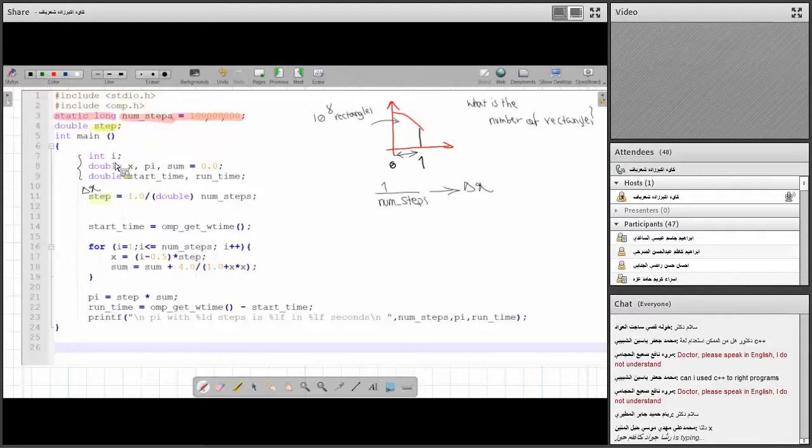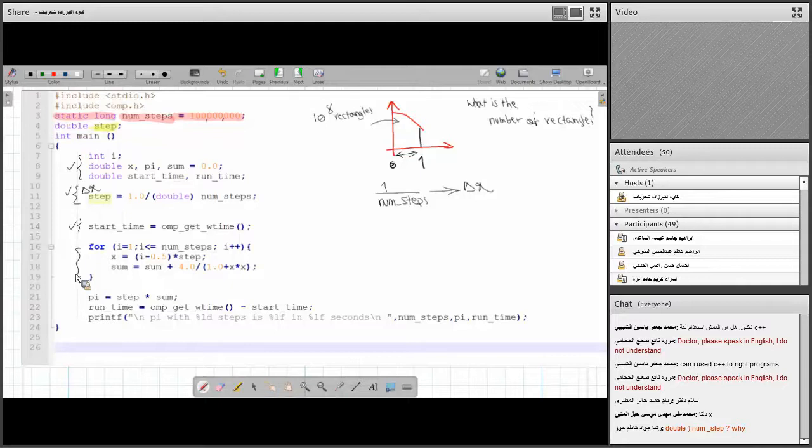We have defined some variables here, computed delta x here, and saved the start time, omp_get_wtime. یک سری متغیر اول داریم، دلتا x رو حساب کردیم و زمان شروع رو هم اینجا ذخیره میکنیم. با این حلقه for, with this for loop we are going to compute the summation. با کمک این حلقه for میخوایم کل جمع رو حساب کنیم.